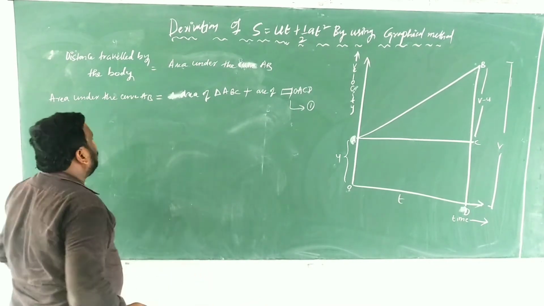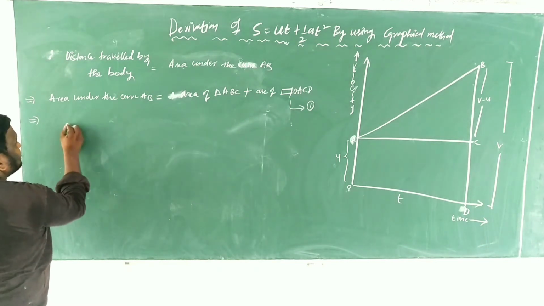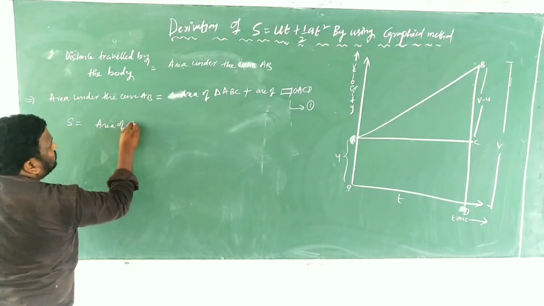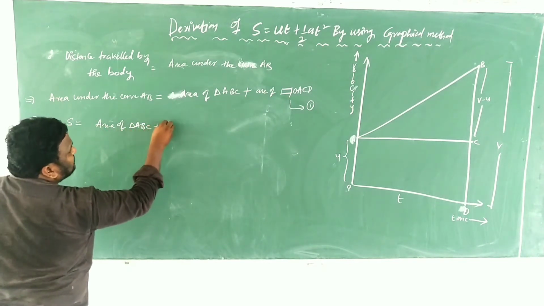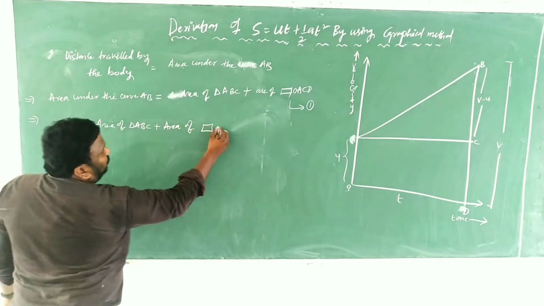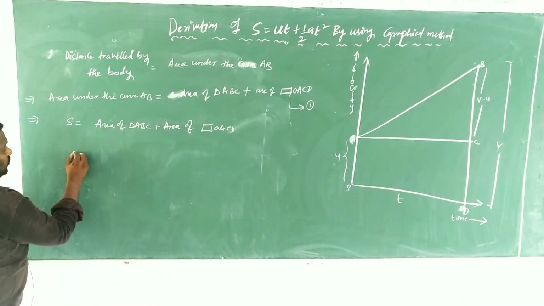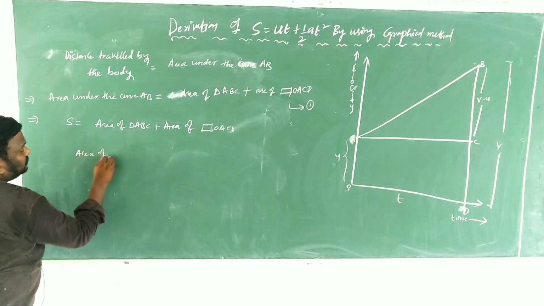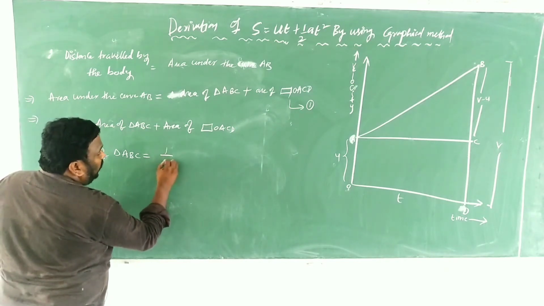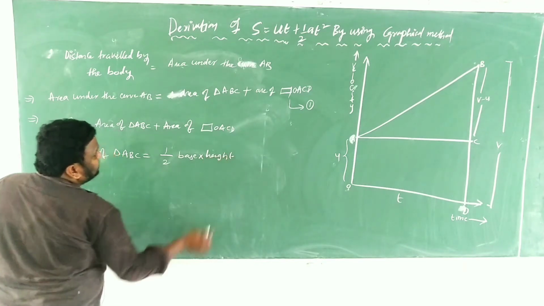So what is equation number 1? And now children, here the area under the curve AB should be taken as S. S is equal to area of triangle ABC plus area of rectangle OACD. Clear? And now children, already we know the area of triangle ABC. What do we know, area of triangle is what? Half into base into height.